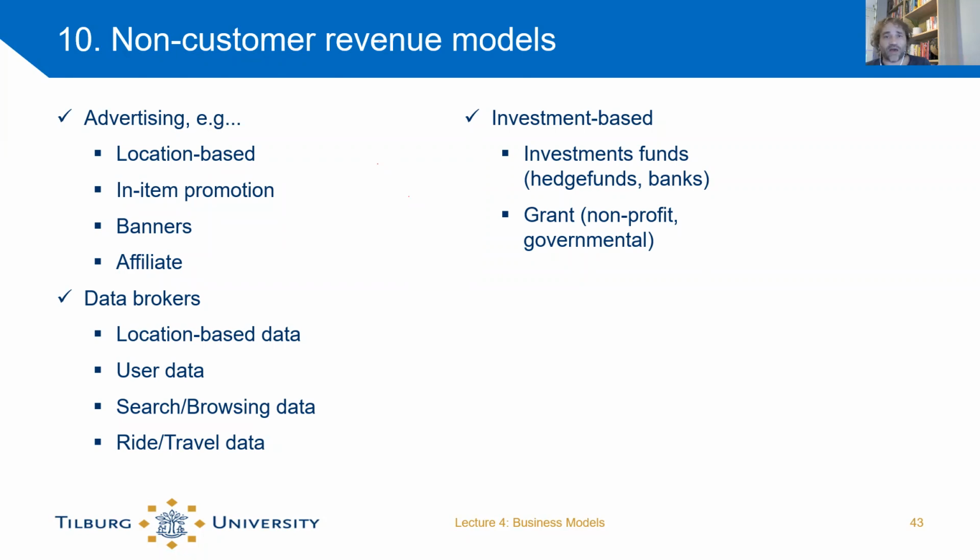For example, advertising. Every television program you watch, well, not everything, but most of them, earn money by advertising. And you have different types of advertising: banners on websites, affiliate marketing, in-item promotion, like this video is sponsored by Skillshare, things like that.